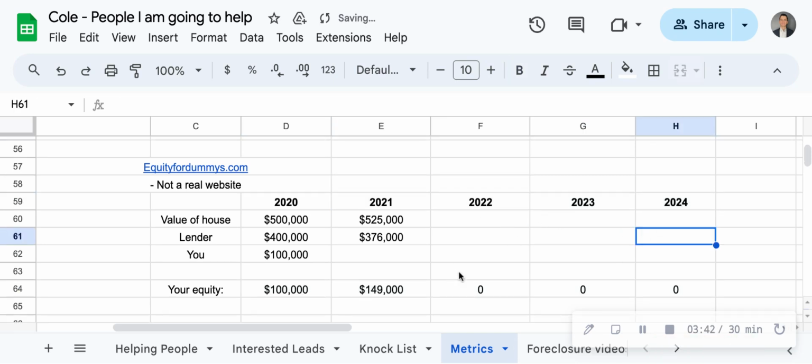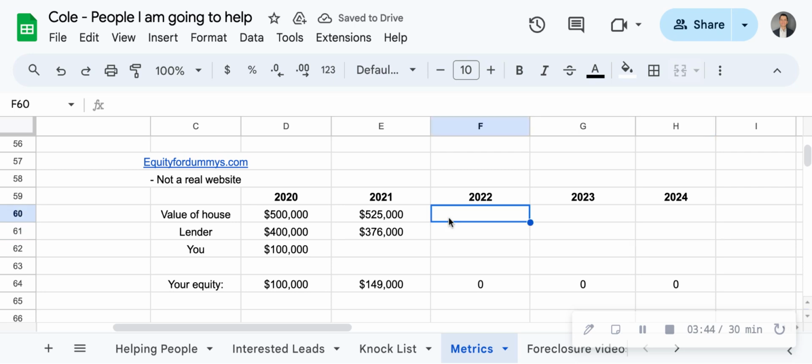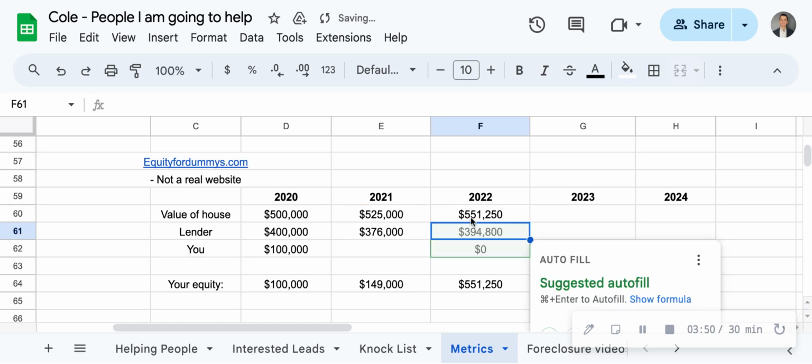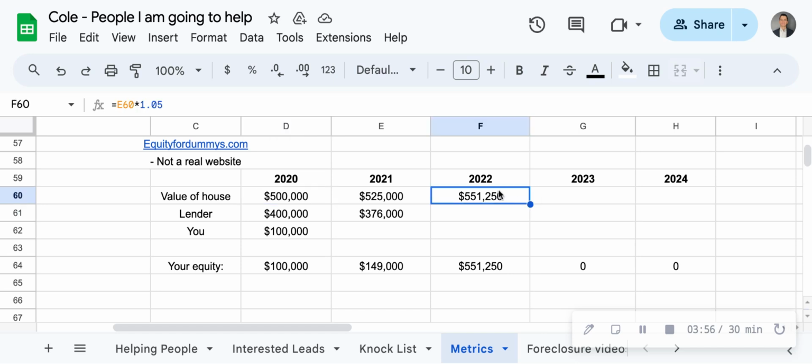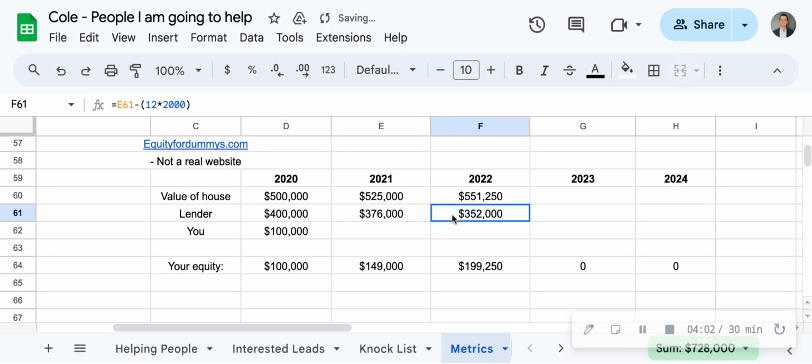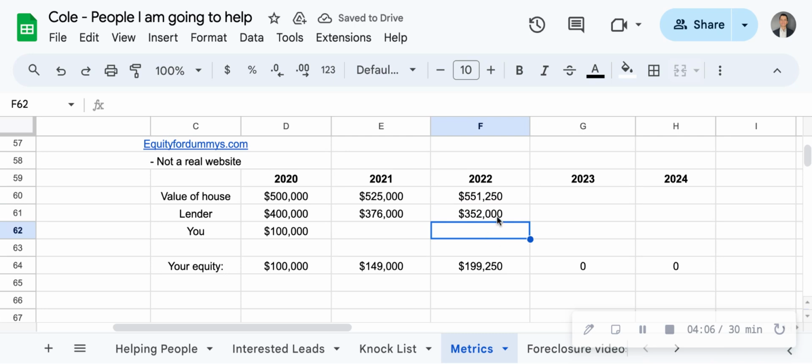Okay, so now the next year, let's say it goes up another 5%. So 1.05, but it's basing off of the current year. It's not basing it off of the past year. So now it's at $551,000. And you did the same thing. Let's see what we'll drag over here. Yep. So you made your monthly payment still, and now you only owe that much. Following there? That all good?